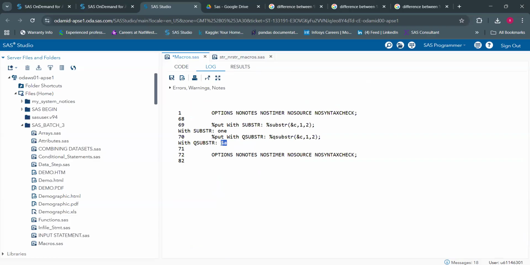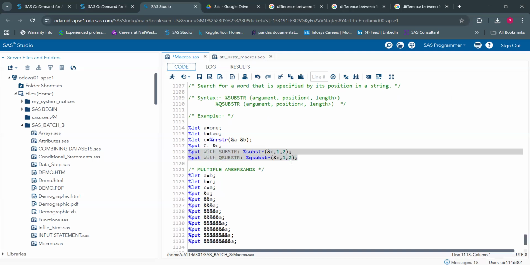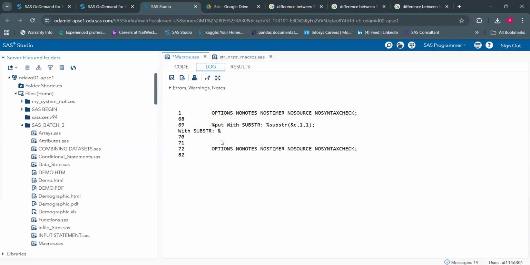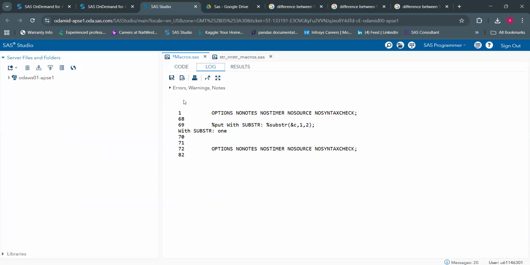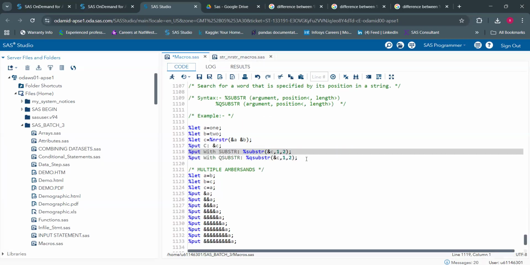Got it, ma'am? Here, can you explain? I thought it will come like ON. No, we gave 1 comma 2, not 1 comma 1. Can you explain it? Yeah, sure. Sorry, it is substring. Just a second.